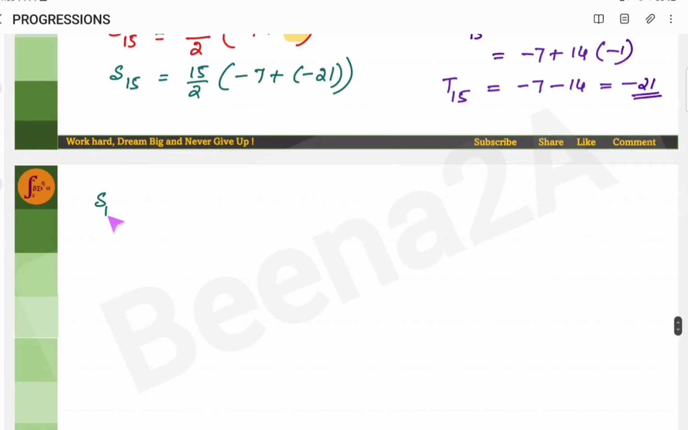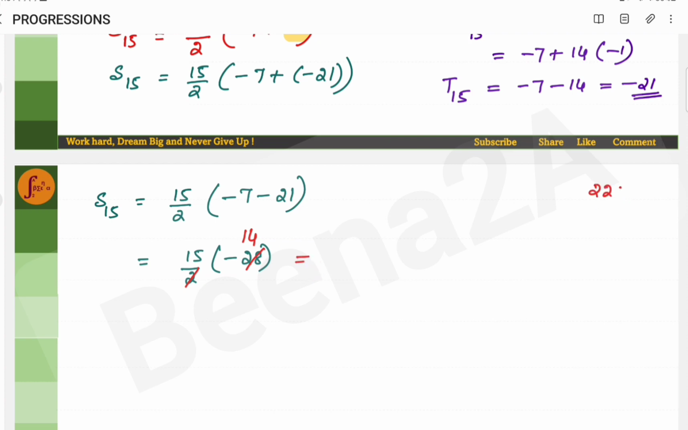So what do I get? S15 is equal to 15 by 2 into minus 7 minus 21, which is minus 28. 15 by 2 into minus 28. Let me cancel. 2 14s are 28, 15 14s are 210. So it is minus 210. This is the sum of 15 terms.